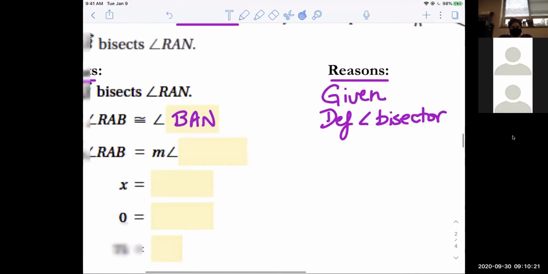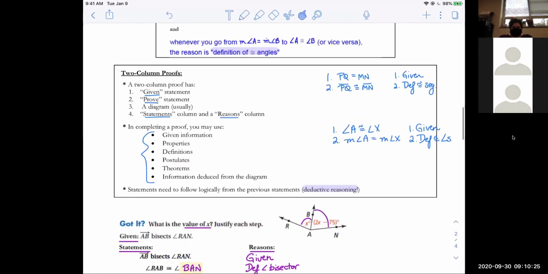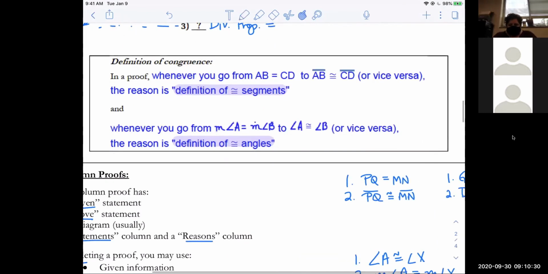Okay, from that step to the next step. I think I mentioned this up here, but we obviously didn't have a lot of time to talk about that. Anytime that you go between congruence and equality, no matter which way you're going, because it's a biconditional, that's going to be the definition of congruence. So if they're segments, it's definition of congruent segments. If they're angles, it's definition of congruent angles.